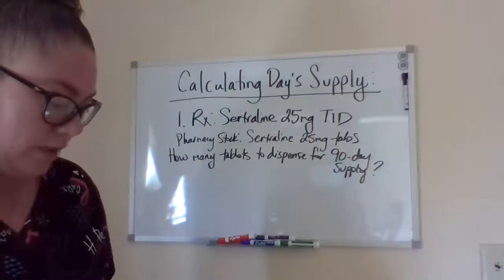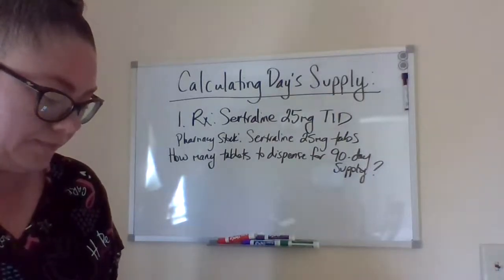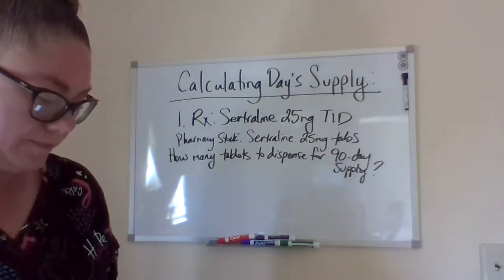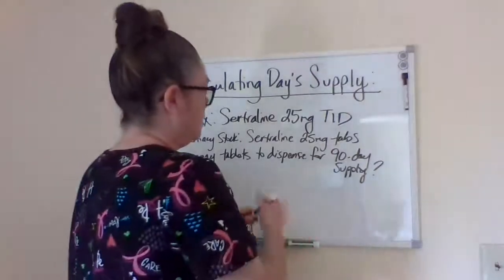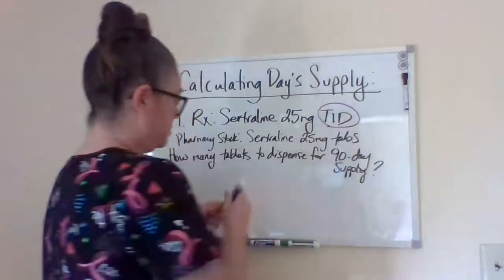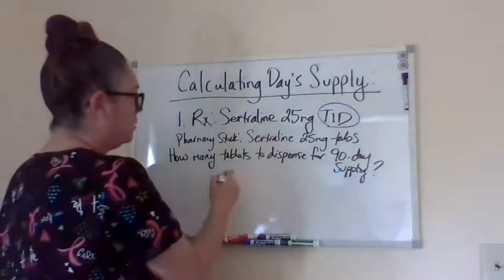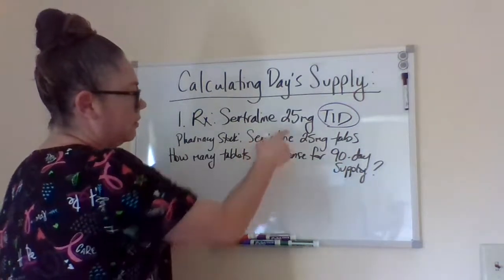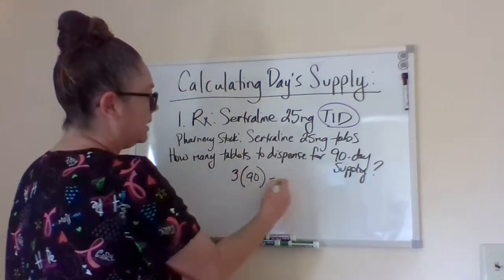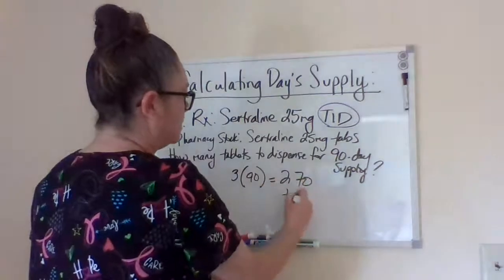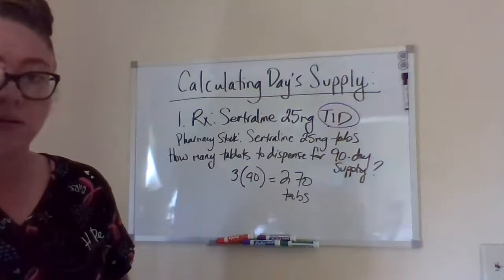So I'm going to have to calculate with this in mind, okay? So my TID is 3 times a day. They're taking one tablet each dose, so that's 3 a day times 90 days, and I will have to dispense 270 tablets. Okay.